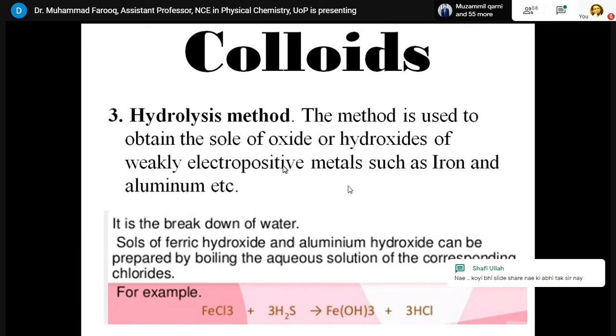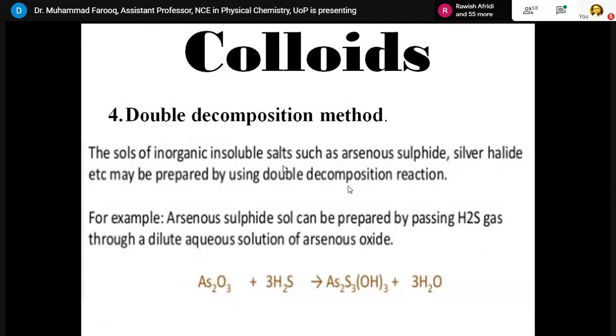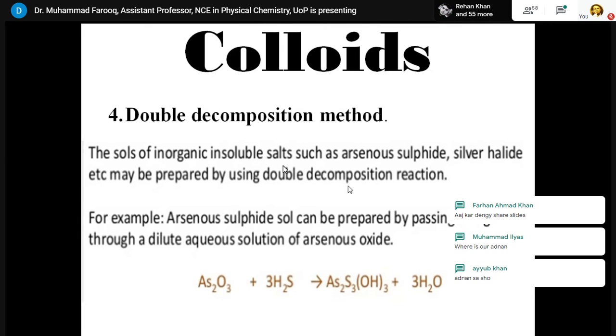Okay. So when we boil it, when we provide heat, it will automatically convert into hydroxide: FeCl3 plus H2O gives Fe(OH)3 plus HCl. Another method is the double decomposition method. Double decomposition means that both salts decompose, the ions of both the salts separate and react with each other.